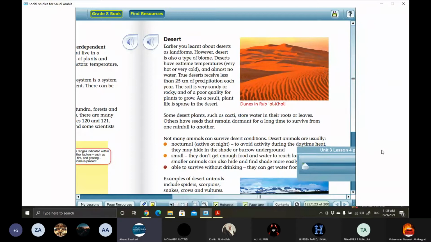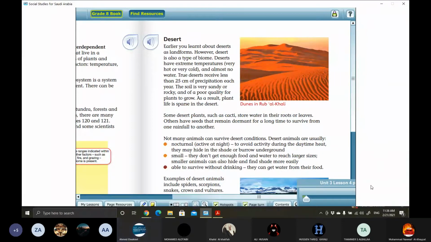Earlier, you learnt about deserts as landforms. However, desert is also a type of biome. Deserts have extreme temperatures, very hot or very cold, and almost no water. True deserts receive less than 25 centimeters of precipitation each year. The soil is very sandy or rocky and of a poor quality for plants to grow. As a result, plant life is sparse in the desert.